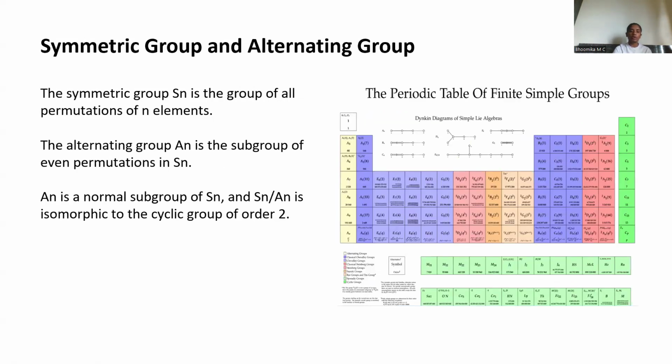Symmetric group and alternating group. The symmetric group is the group of all the permutations of n elements. The alternating group An is the subgroup of even permutations in Sn. An is a normal subgroup of Sn, and Sn by An is isomorphic to the cyclic group of order 2.